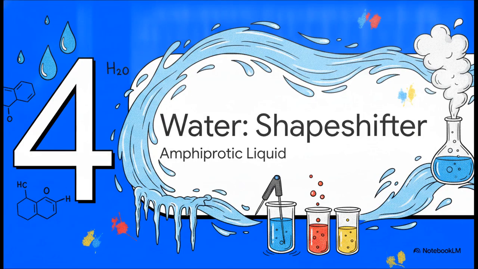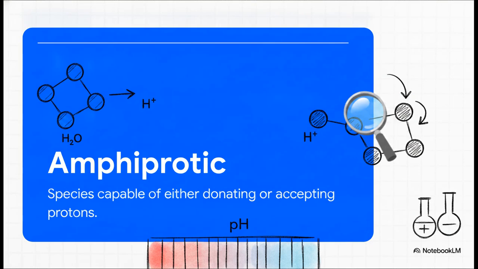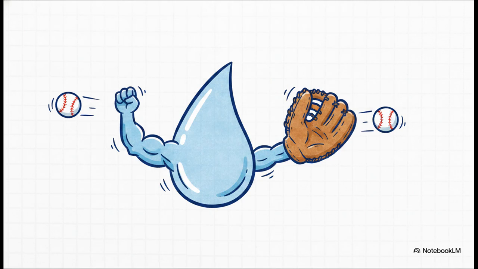Which brings us to Section 4, water, the ultimate shapeshifter. Water is incredibly unique because it is amphiprotic. Yeah, that's a pretty big word, but let's break it down. Amphi means both, kind of like how an amphibian lives on both land and water, and protic refers to protons. Put it all together, and it means water has the superpower to act as both a proton donor and a proton acceptor, depending entirely on its chemical surroundings. So water is literally the ultimate shapeshifter.